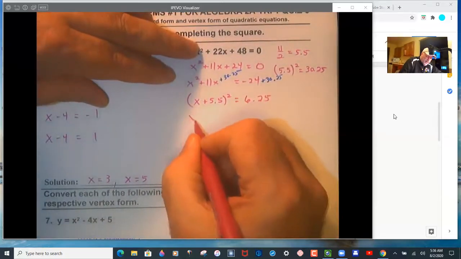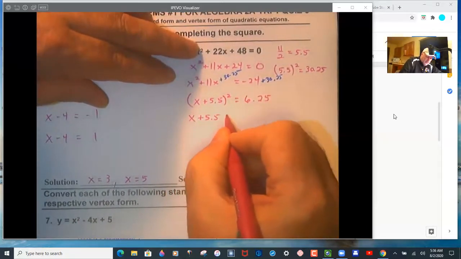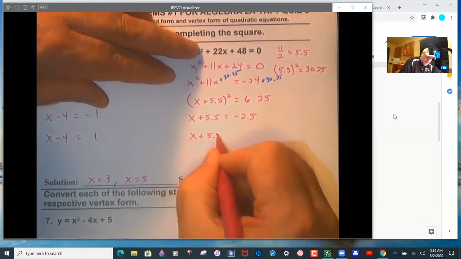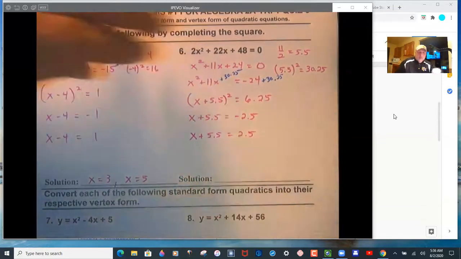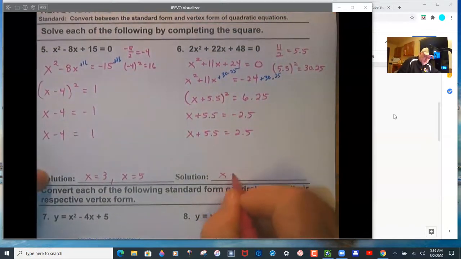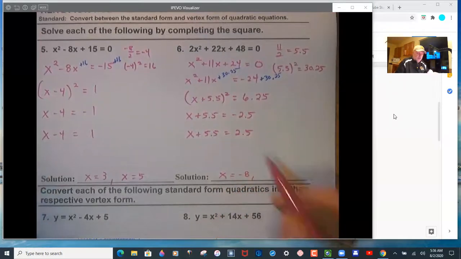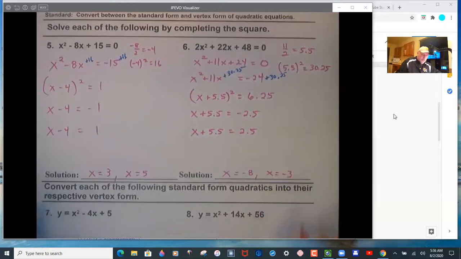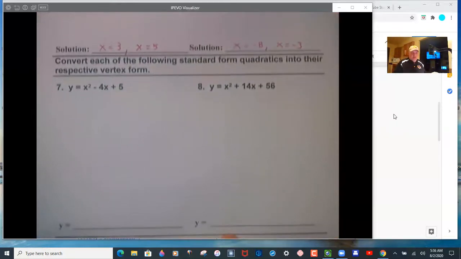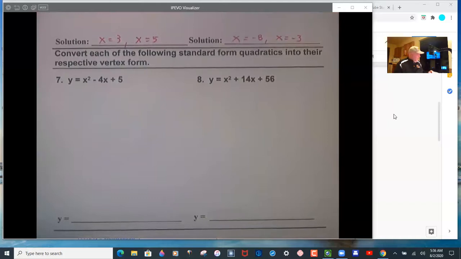So square root both sides: -2.5 and +2.5. So subtract 5.5, that's -8. Subtract 5.5 on the bottom, and that is -3. So these ones are a little simpler. The next page gets quite a bit more difficult.